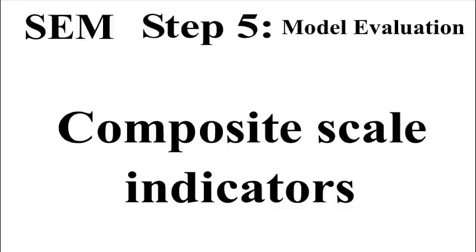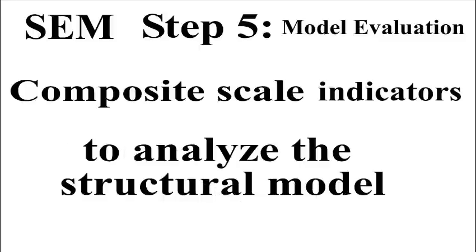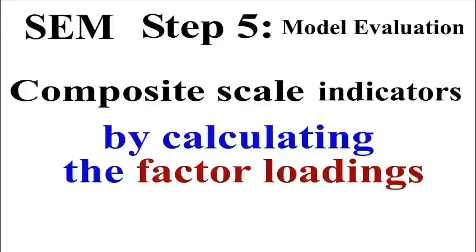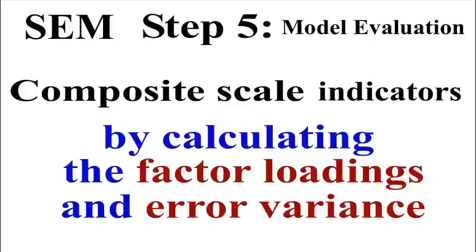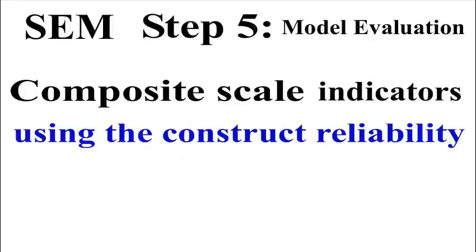What we're going to do is we're going to use composite scale indicators. Remember, the word composite means made up of many parts. We're going to use the composite scale indicators to analyze our structural model to see if it'll hold water or not. And by that, we're going to calculate the factor loadings. Remember the good old factor loadings. And the error variance. We're going to use the construct reliability. That's the CR that we've already previously calculated.